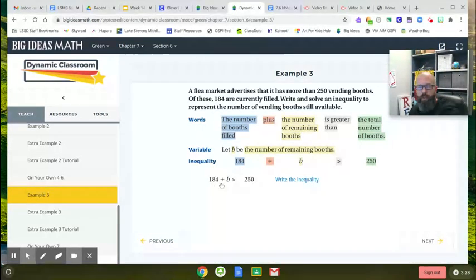So here's our equation, or inequality. Looks like an equation, but it's an inequality because of this. Now we're going to subtract 184 from both sides, right? We want B to be all alone, super lonely. And we end up with B is greater than 66. And that's it. So there are more than 66 booths left.